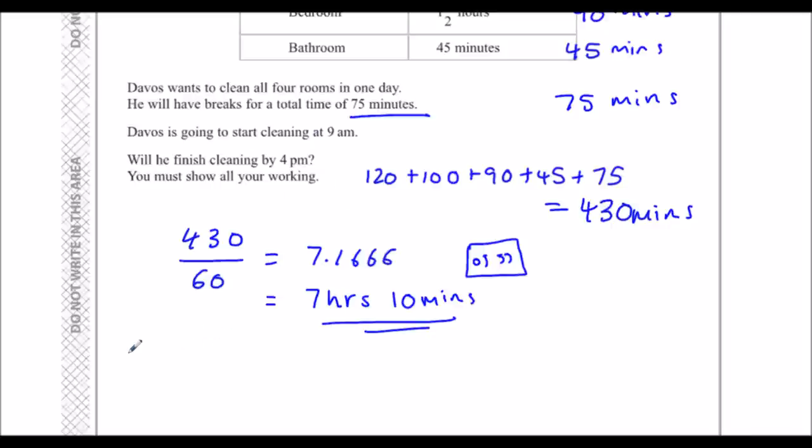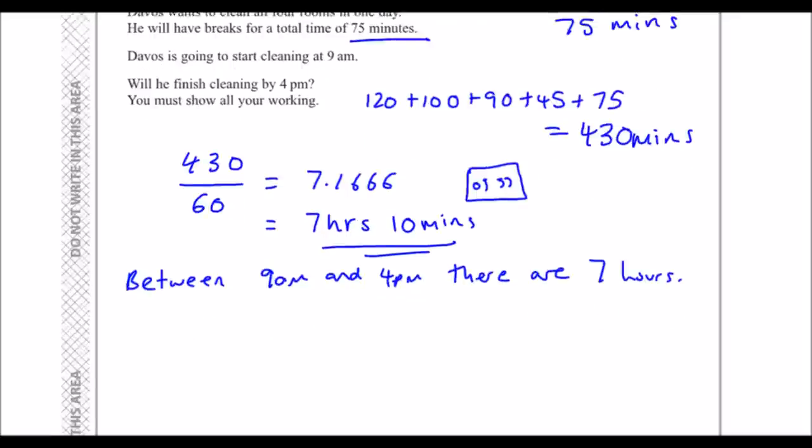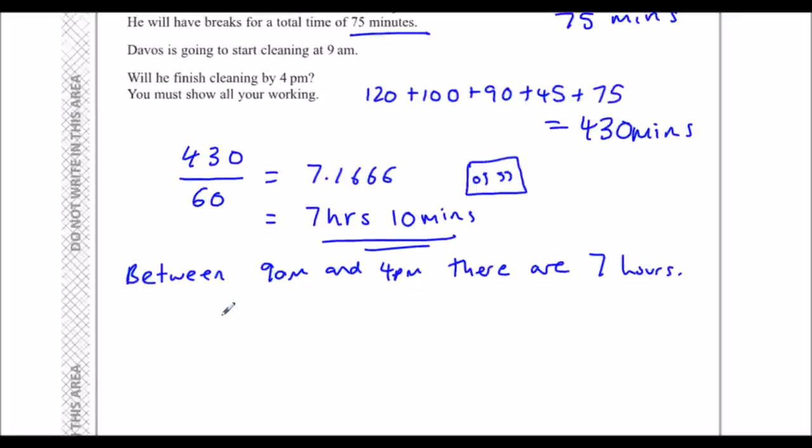So you could either say between 9 a.m. and 4 p.m. there are 7 hours. So no, or he'll finish at 4:10. Either one of those, but no, he won't. No.